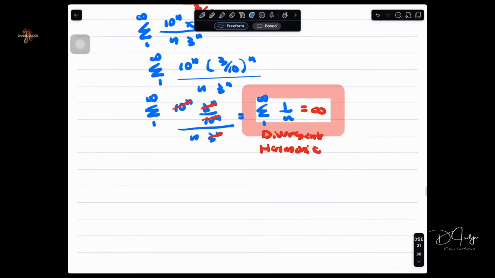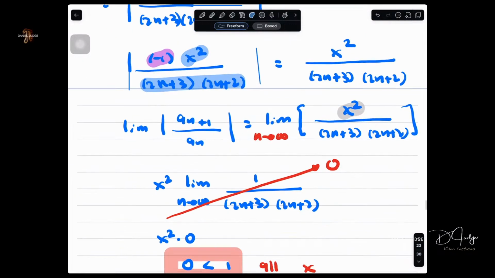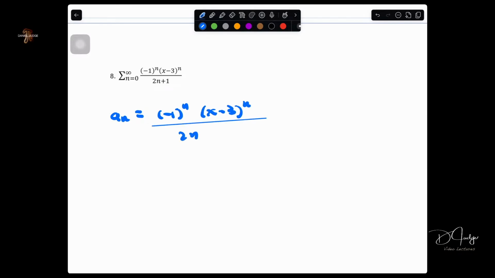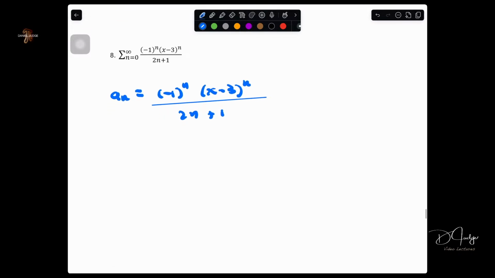Let's continue to do some more. We did these earlier. Let's look at number 8, and we're going to have to use the ratio test. The series is negative 1 to the n, x minus 3 to the n, over 2n plus 1.